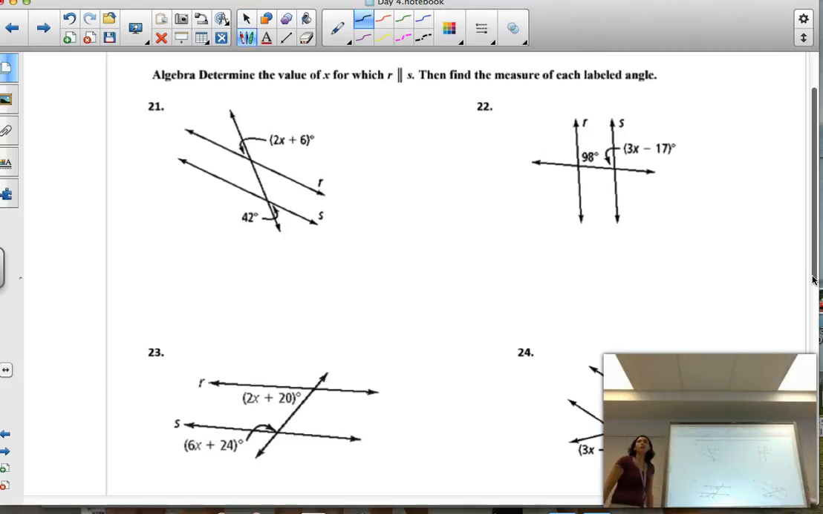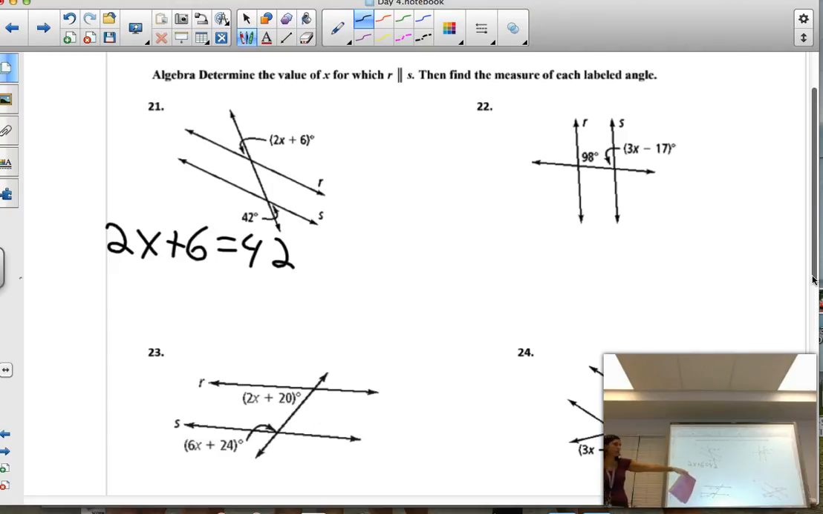What type of angles are these? Alternate exterior. Does everybody see that it's alternate exterior? If you cannot tell me that it's alternate exterior, then you're not going to be able to set this up. Please tell me if you don't see it. Well, what do you know about alternate exterior? They equal each other. So what equation can I set up? Perfect. Now before you go and solve that, write that down, but don't solve it yet.